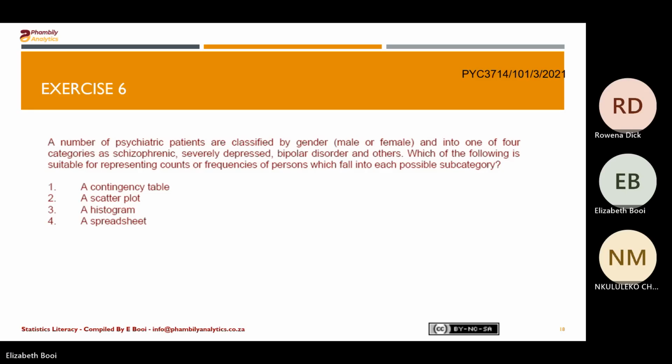So is it right if I take A based on classified by gender, which will be comparing the two? Yes, you are correct. Scatter plot, we use it when we compare two numerical values. Histogram, we use it when we look at a distribution of one value. And a spreadsheet is just the software tool that you use to put the data on.